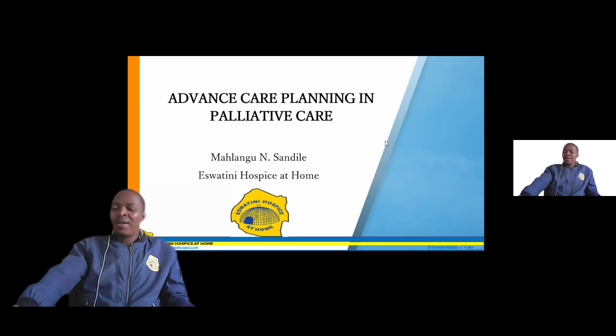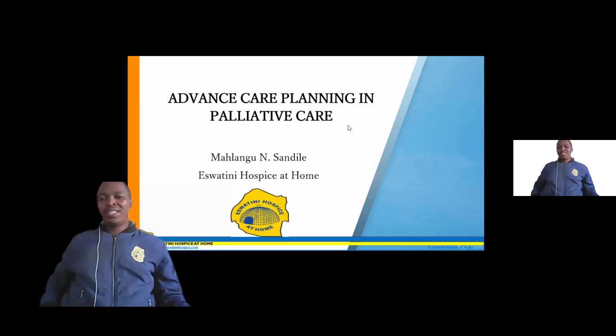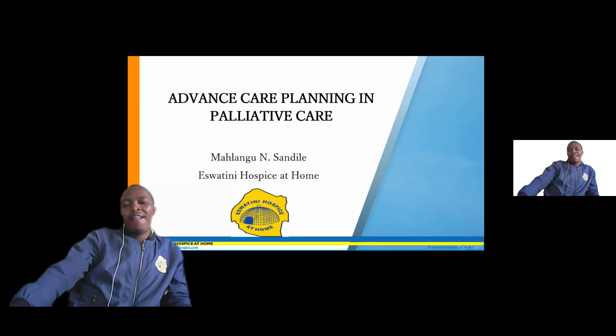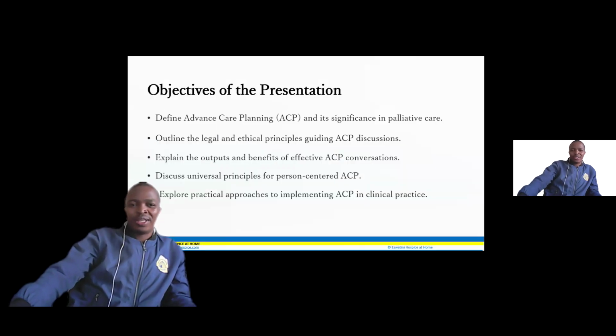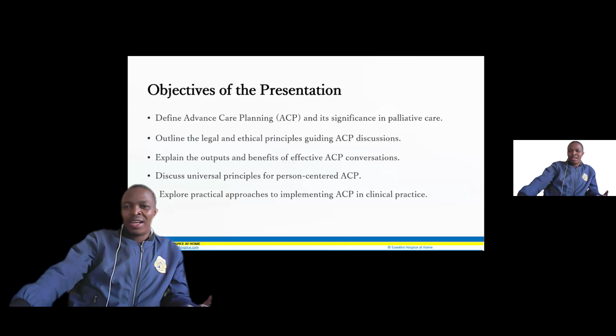But one of the things that help us to deal with ethical issues is to have ACPs. Ethical dilemmas are more severe at end of life, and having the ACPs or advanced care plans with our patients can help us eliminate those dilemmas or reduce them. So we are going to define what an ACP is and then outline some ethical guiding principles, and then we will explain the outputs and benefits of ACP conversations, and then we'll discuss universal principles for person-centered ACPs, and then we'll explore practical approaches to implementing ACPs in clinical practice.